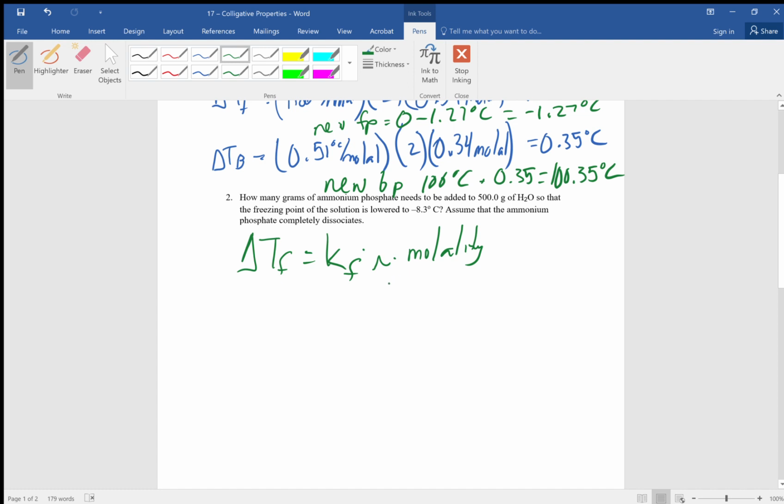Now, which of these do we know and which of these don't we know? Well, we know the change in freezing point because we want to lower it to negative 8.3 degrees Celsius. So we know the change would need to be 8.3 degrees Celsius. The Kf value for water is something that we can look up. We find it in the previous problem. It has a value of 1.86 degrees Celsius per molal.